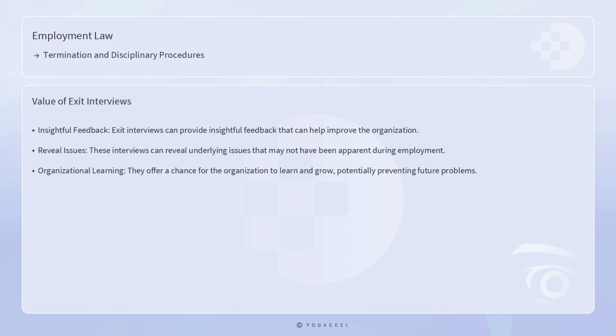In addition to performance appraisals, exit interviews can provide insightful feedback that can help improve the organization. These interviews, conducted when an employee leaves the company, can reveal underlying issues that may not have been apparent during employment. They offer a chance for the organization to learn and grow, potentially preventing future problems.